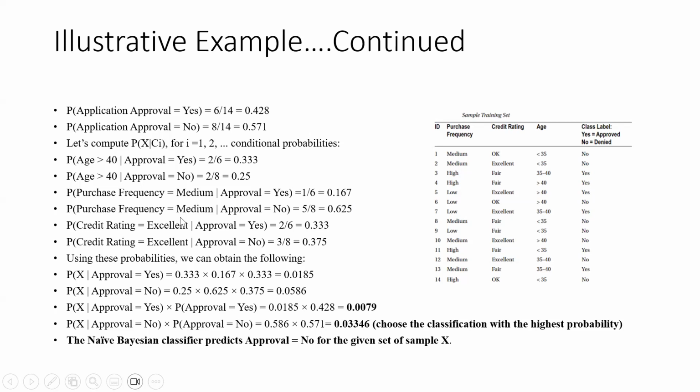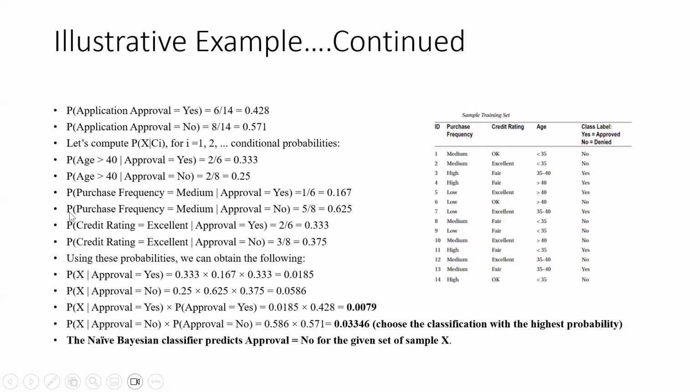Now let's check medium if approval is no. So here we have a couple of them, isn't it? We have 1, 2, 8, and 12, 5. Okay, so that will give us 5 over 8. Do you agree? So the probability of purchase frequency being medium, given that approval is no, is also 5 over 8. Now let's go on to credit rating.